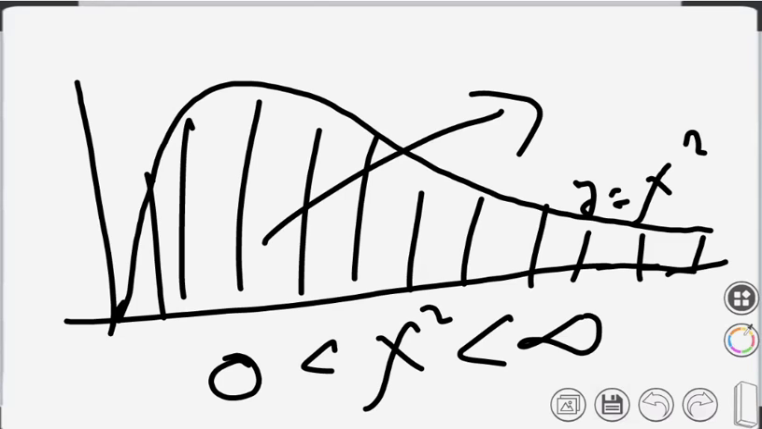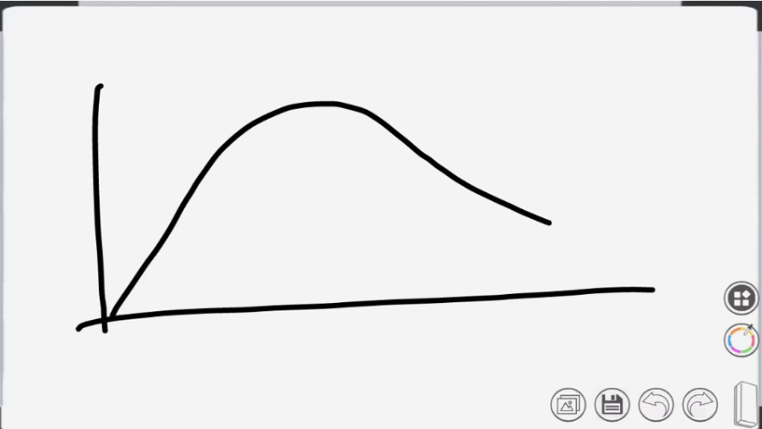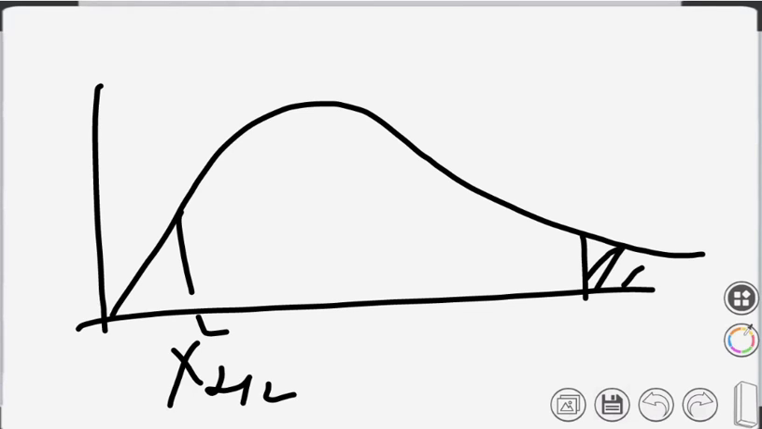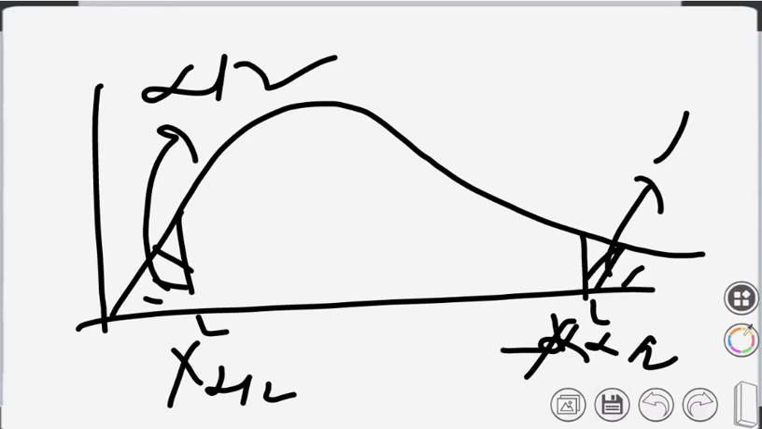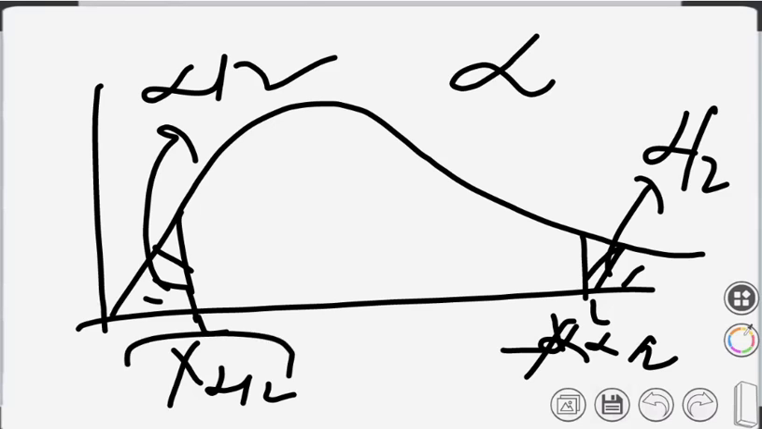For a two-tailed test, the values of chi-square alpha by 2 and chi-square alpha by 2, both of them have to be provided. That means this area is alpha by 2 and this area is alpha by 2, for a test where the level of significance is alpha. But since this is not symmetric, both values have to be provided. But we will discuss this later. Initially, we will start with chi-square.